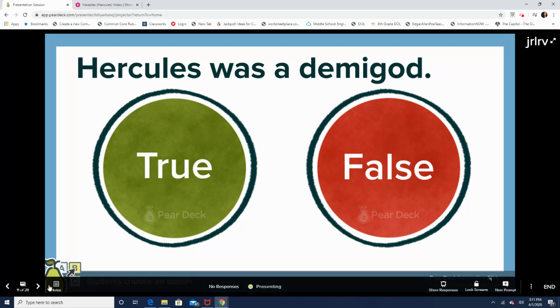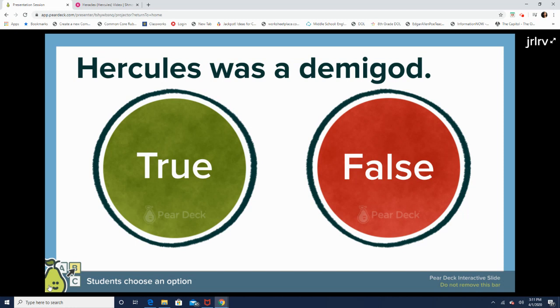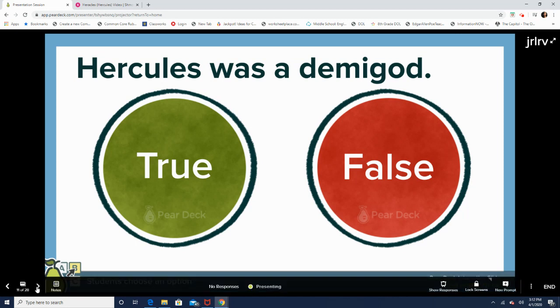So they would put whether it's true or false, and then a percentage would come up, and you would be able to see how many thought it was true, how many thought it was false, and we would kind of talk about it and go from there. But the majority of my kids knew that he was a demigod.